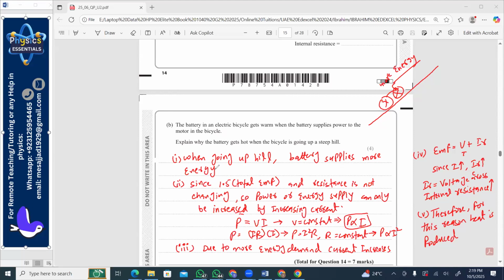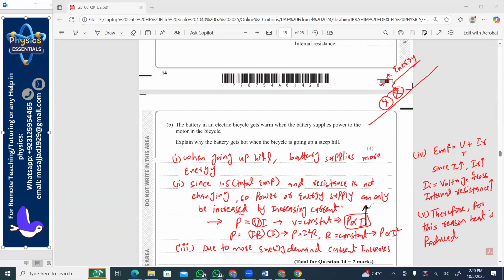Since 1.5 is the total EMF of one cell, and the resistance of the circuit, which is 10 ohm, is also not changing because they are mentioned, the resistance is not changing and the voltage is not changing. So how can you increase power or energy supply? Power is voltage into current, and the voltage is constant, so we cannot do anything with voltage. We just need to increase current. That is the only way we can increase the power.